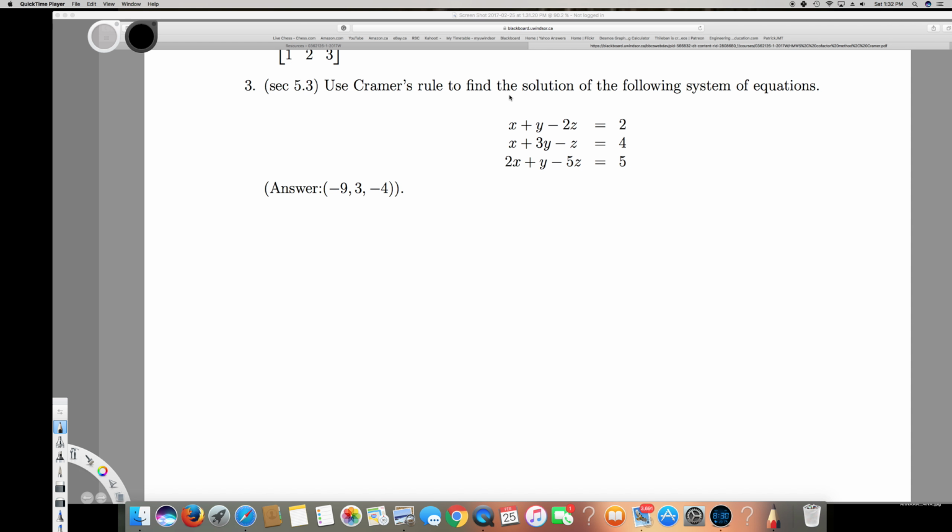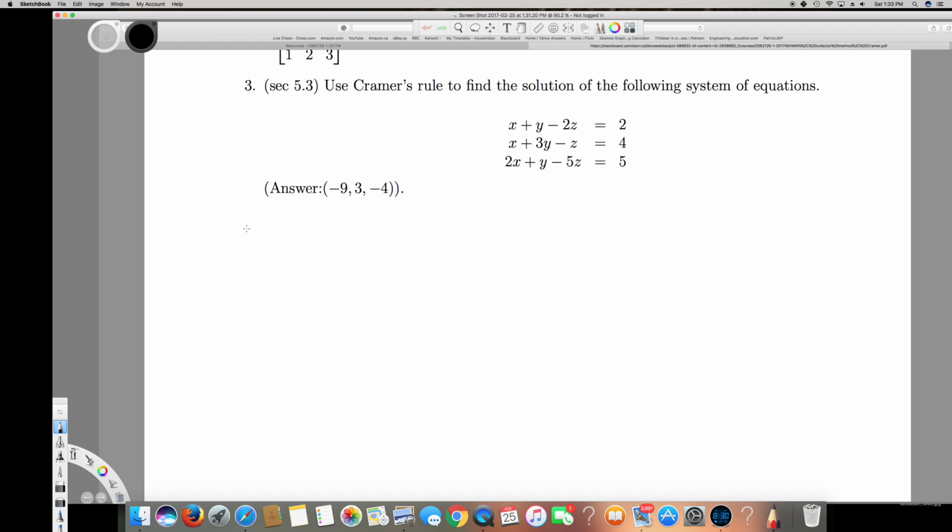We have this question right here. It's asking to use Cramer's rule to find the solution of the following system of equations. So I'll show you how to use Cramer's rule. First of all, I would like to take the matrix form of this question. So let's write this one.